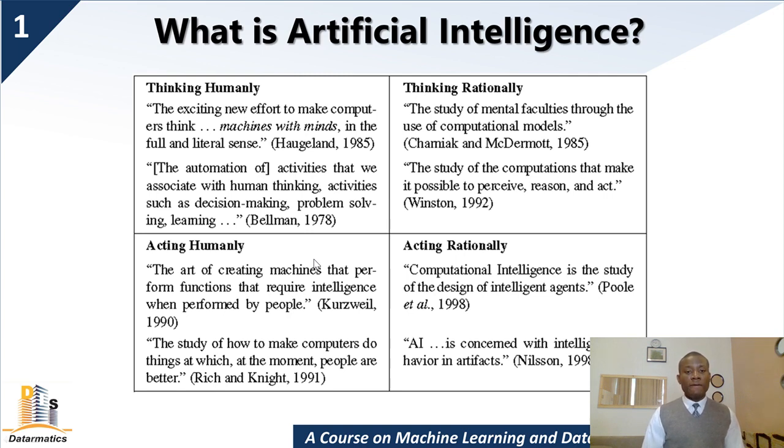Then we also have acting humanly, acting rationally. All of this is about relating to the same thing. So what are we talking about? We are trying to make machines and systems behave in a way that humans generally would behave. So that is what artificial intelligence is all about.